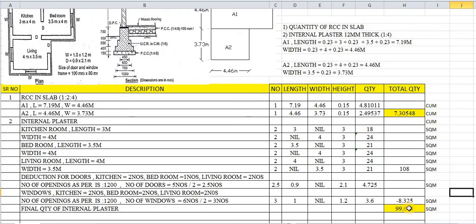In this way, in today's lecture we have seen two concepts. We have seen the quantity of RCC, which I have highlighted, measured in cubic meters, that is 7.30548, and we have considered, after deductions, the quantity of internal plaster as 99.675. Today's lecture was again very important, in which we studied the RCC slab and the quantity of internal plaster. So we will end today's lecture, and in the next lectures we will have some more concepts related to plastering or other things. Here we end today's lecture.